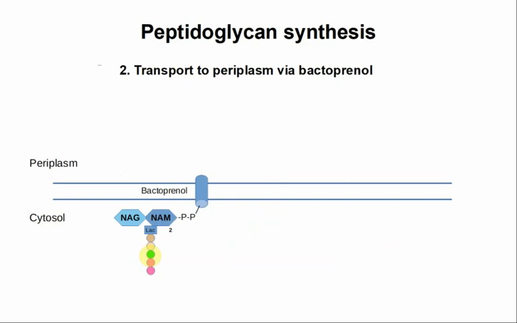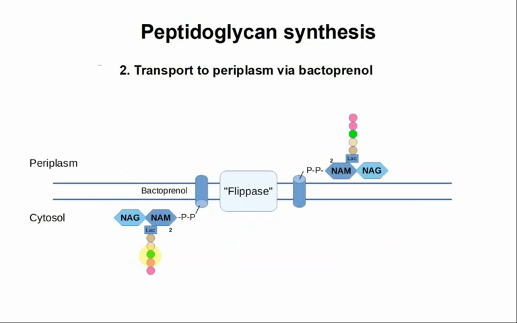So the next thing that happens is lipid 2 is going to be grabbed by a kind of enzyme that has a flippase activity. So it's going to flip the whole thing in the plasma membrane, so it's inverted, it ends up like this. The lipid part of the bactoprenol just stays in the membrane, but the NAG-NAM pentapeptide is now in the periplasm. So bactoprenol is often called the lipid transporter of peptidoglycan subunits.